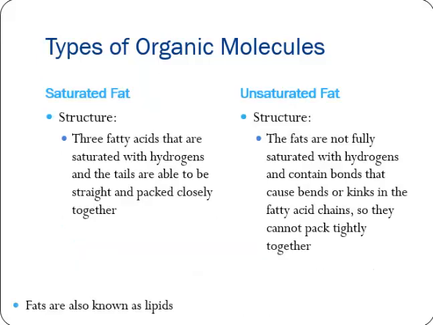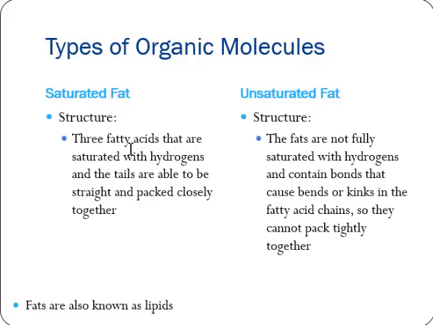We're going to continue with the examples of different types of organic molecules. The previous slide was the sugar group. Now we're going to move to the fat group. Really, the 3 major groups are sugars, fats, and proteins. For fats, there are saturated fat and unsaturated fat.